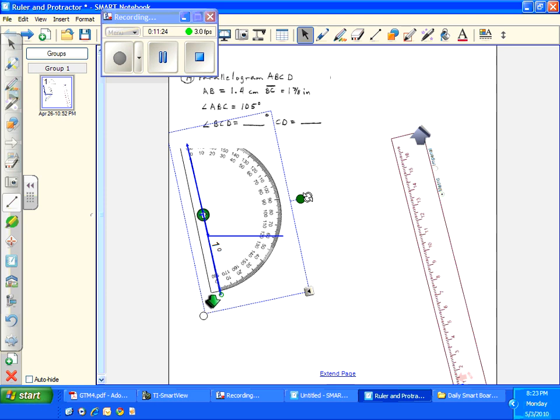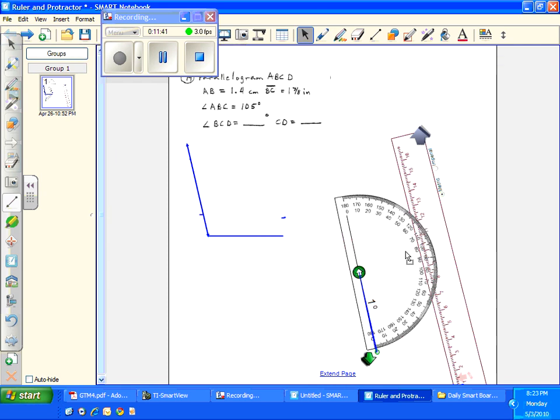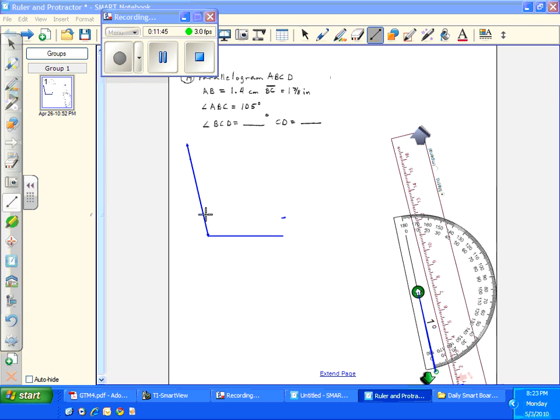I'm going to line that up. And then I'm going to try to measure from here 75 degrees. So I'm going to get ready to make a mark. I'm going to go 0 over to 75. And I would make a mark over here. And then I would move all that out of the way, and then I would draw across there.